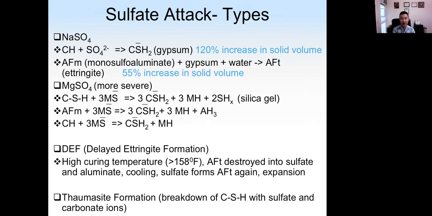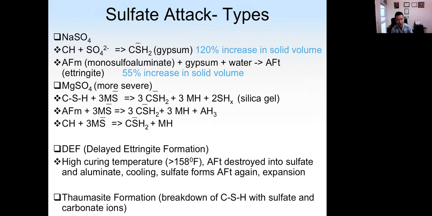For delayed ettringite formation, we mentioned this type of sulfate attack. We talk about steam curing for concrete. That occurs when temperature is high. Okay? So ettringite is destroyed or dissolved into sulfate and aluminate. So you can move to other parts of the concrete. Then the temperature drops down, ettringite may form again, which may cause expansion and cracking. Okay, we'll talk about that more in a moment.